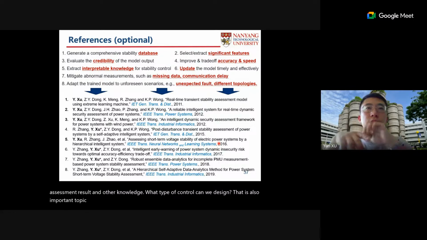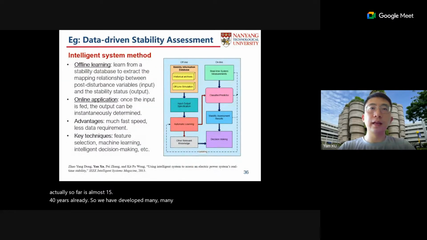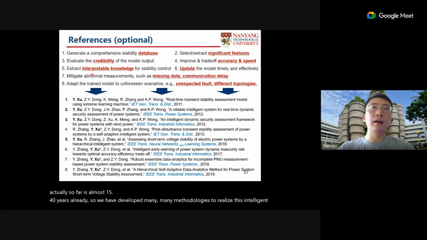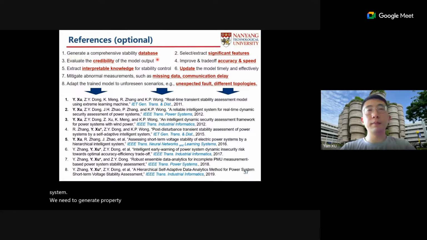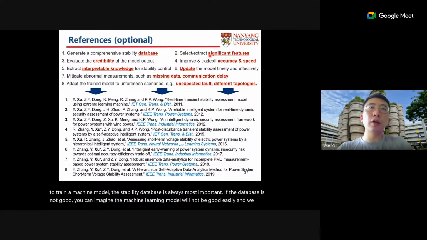As I said, our research group has been working on this since 2010, actually. So far, it's almost 14 years already. So we have developed many methodologies to realize this intelligent system. Specifically, we need to properly generate a comprehensive stability database, because in order to train a machine learning model, the stability database is always the most important. If the database is not good, you can imagine the machine learning model will not be good either. And we need to select and extract the critical features, as I just mentioned.